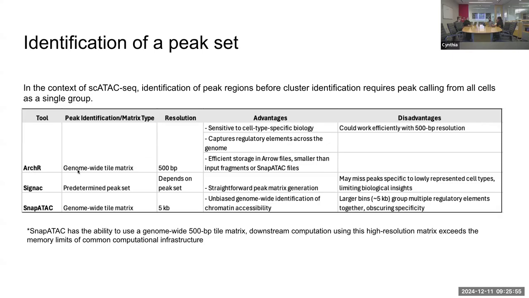For example, in the case of ArchR, they use a genome-wide tile matrix that has a resolution of 500 base pairs. The advantages are that it is sensitive to data that can be lowly expressed, it captures regulatory elements across the whole genome, and it is efficient in terms of the use of the Arrow files. In the case of Signac, it depends on the peak set, but we also have a full peak matrix identification. One of the disadvantages is that it could miss peaks that are lowly represented in some cell types, and this is something that ArchR tries to guarantee.